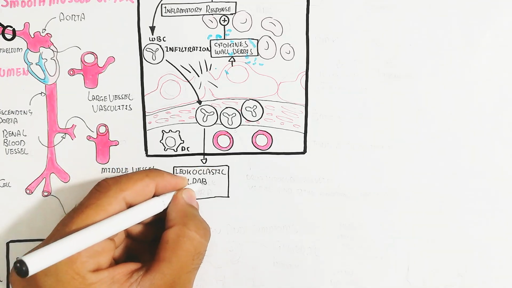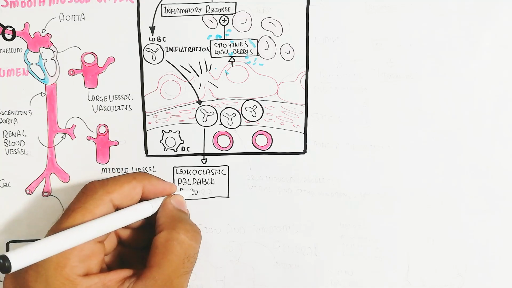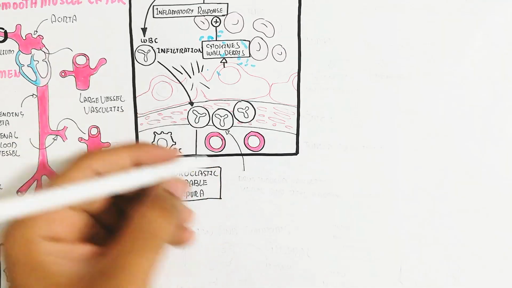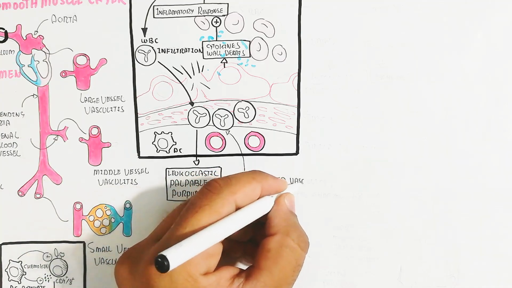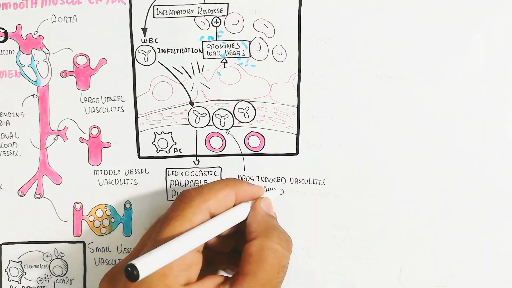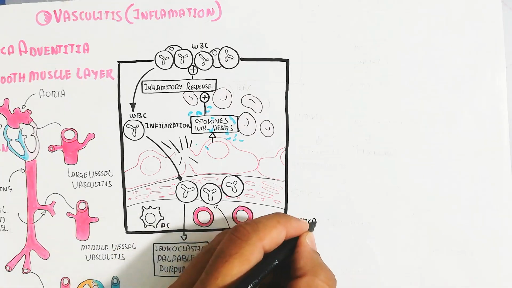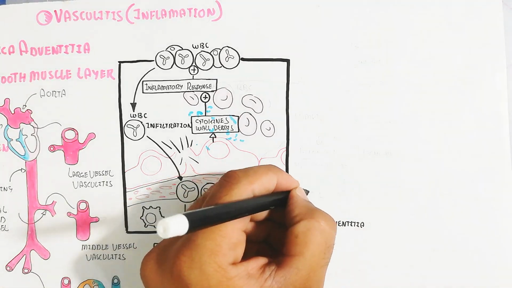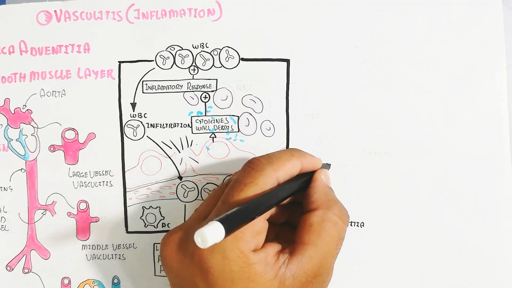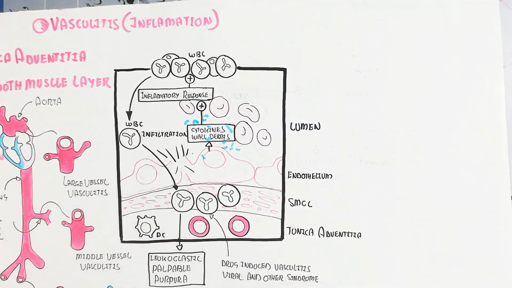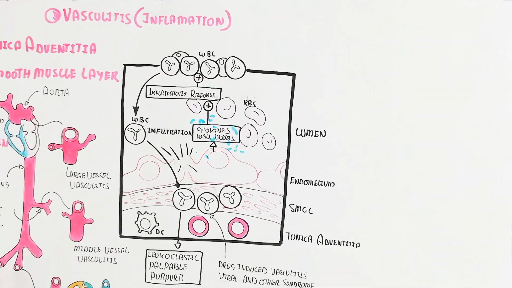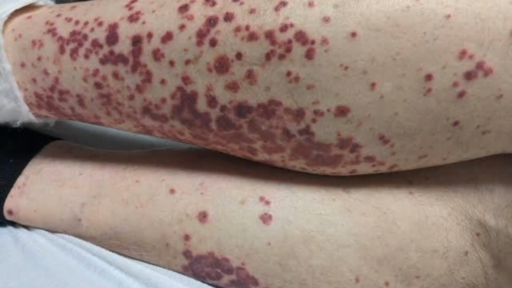So you can understand that drug induced vasculitis, viral and other syndromes can occur and lead to this type of vasculitis. This is the tunica adventitia here, the smooth muscle cell layer, and this is the lumen and the RBC. Let's look at the picture of the leukocytoclastic palpable purpura, which looks like this structure.